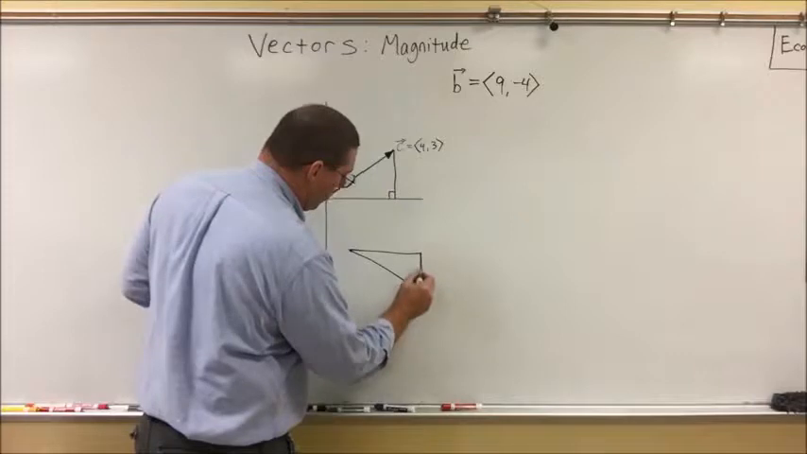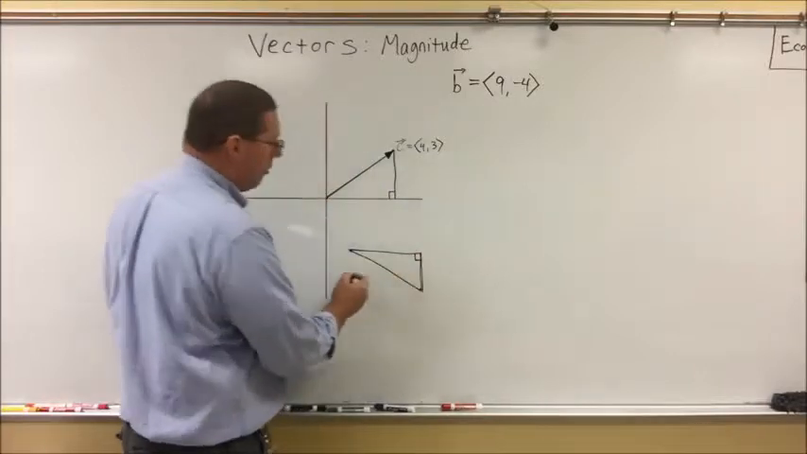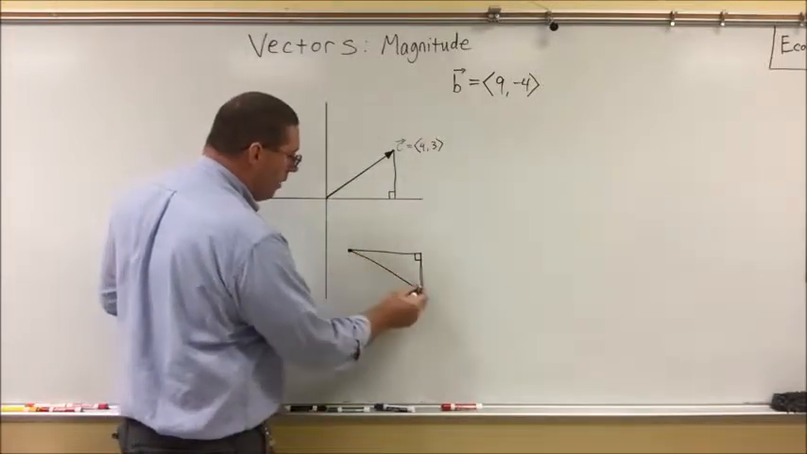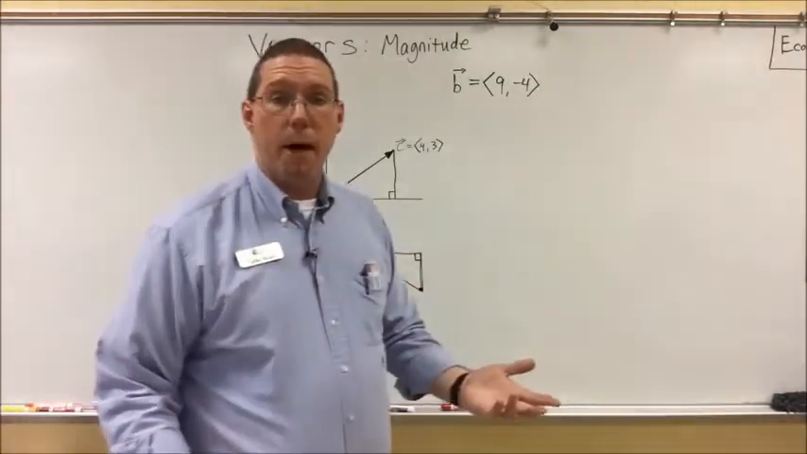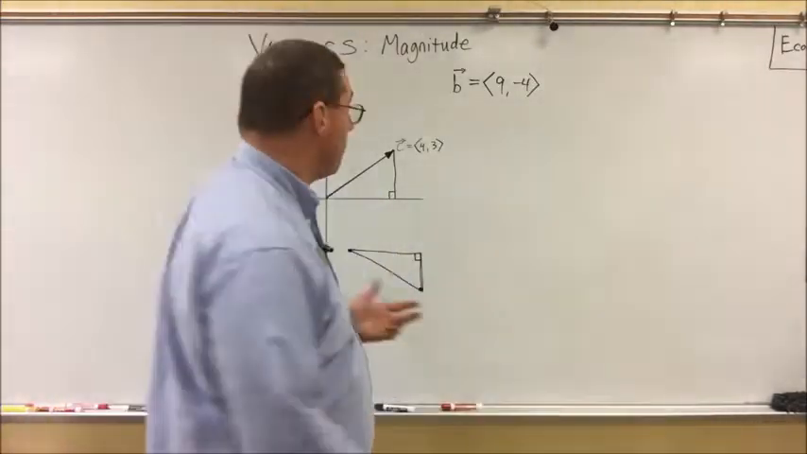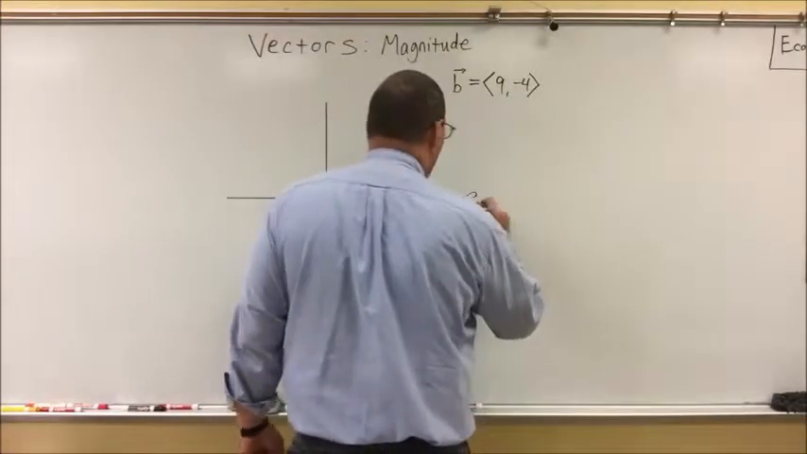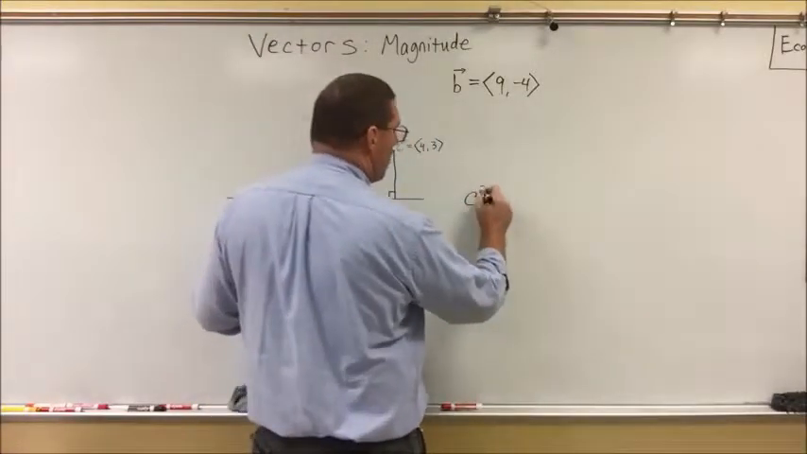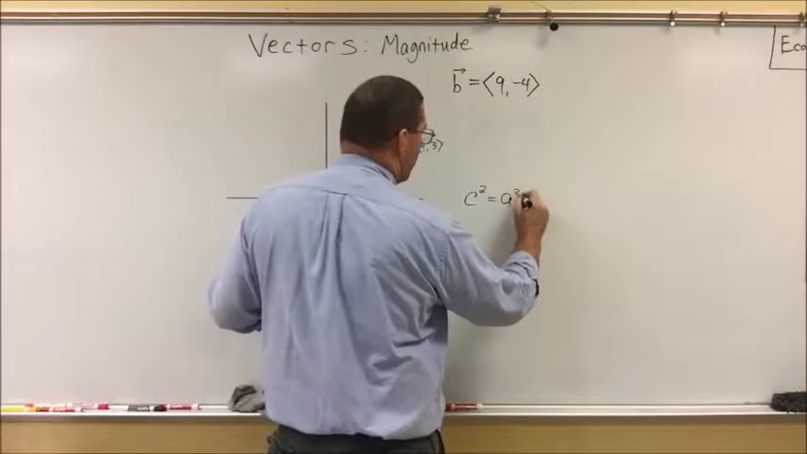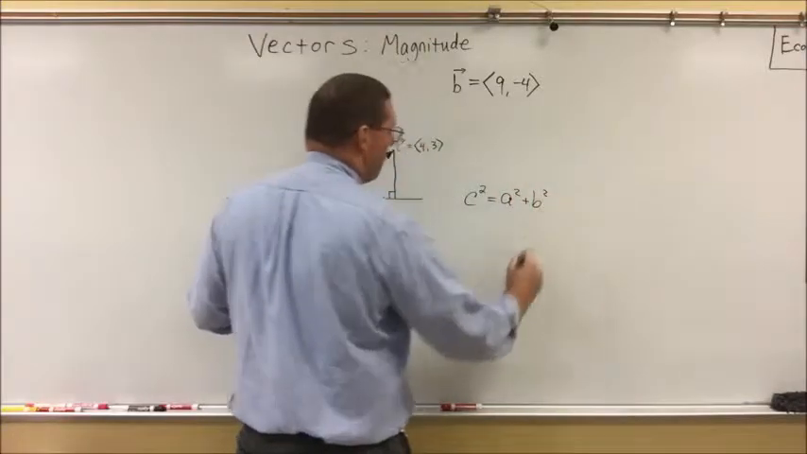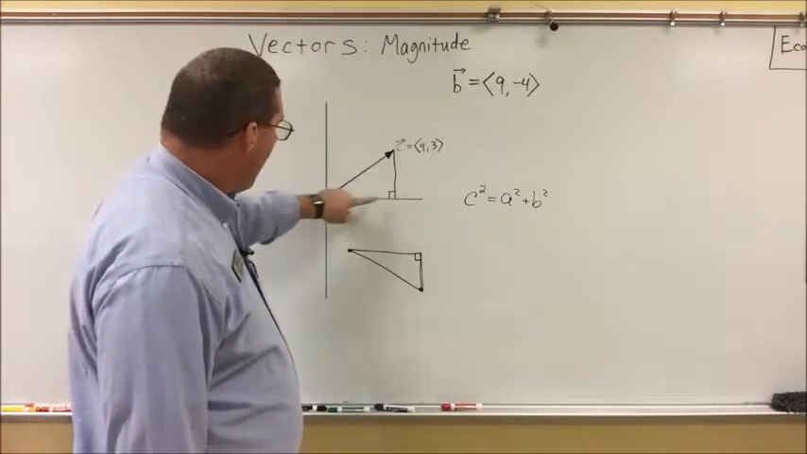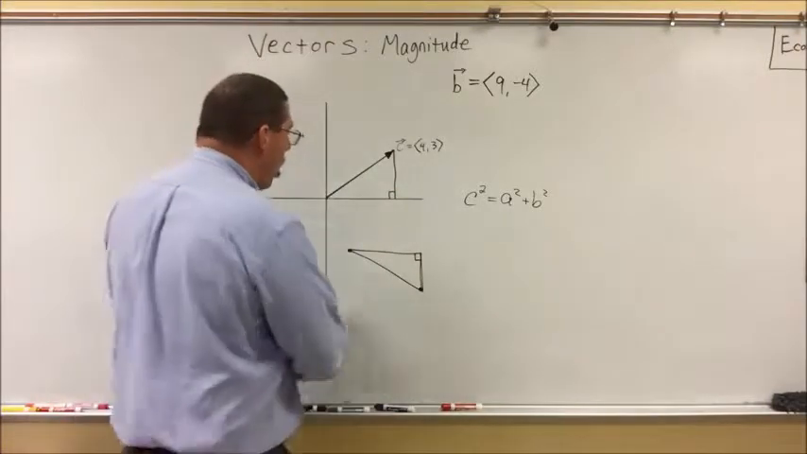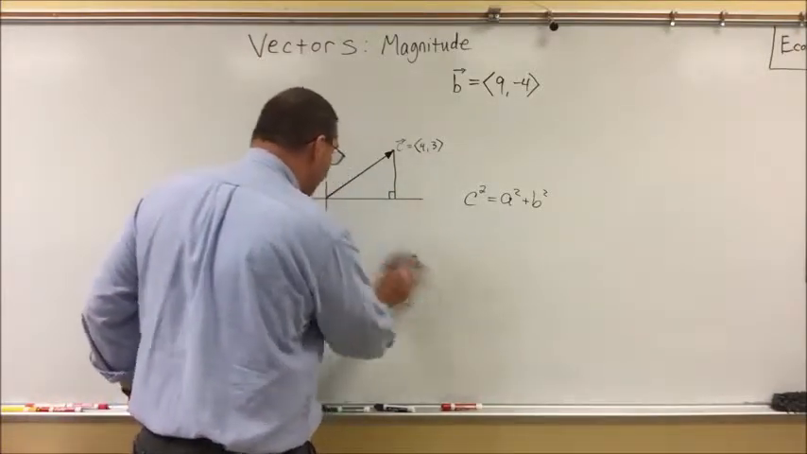There we go. I could draw a right triangle, and now all I have to calculate is the length of a hypotenuse. Well, how do I find the length of a hypotenuse? With the Pythagorean theorem, right? So my hypotenuse, C, well, I know that C squared is going to be equal to A squared plus B squared. And in this case, the two legs of the right triangle are the components of the vector.